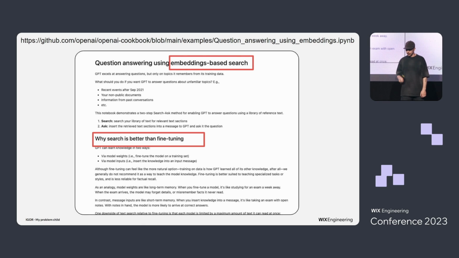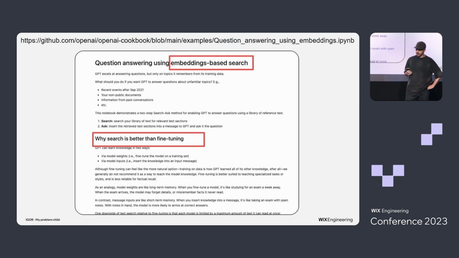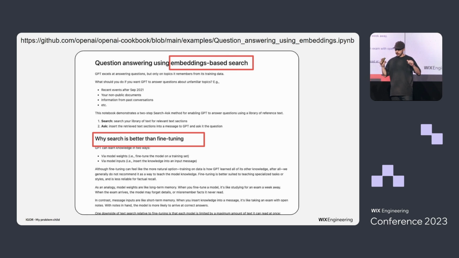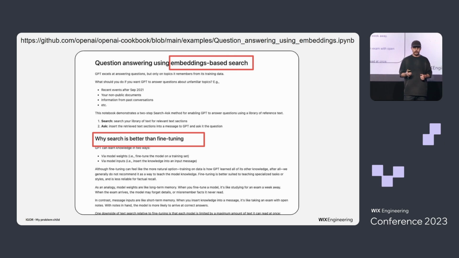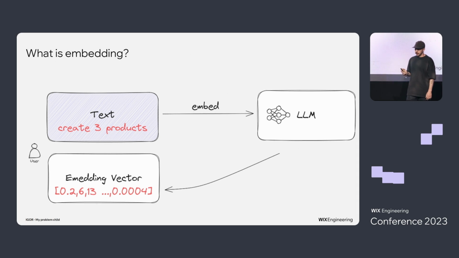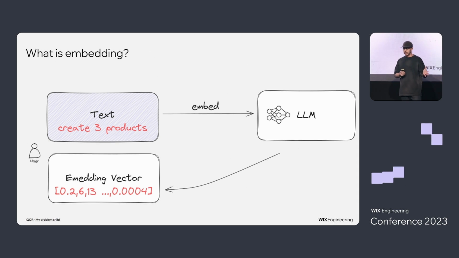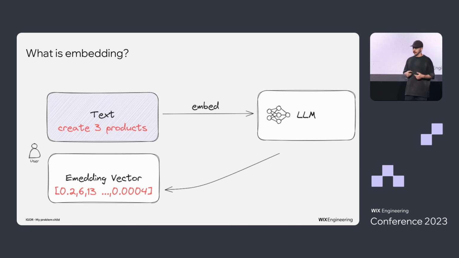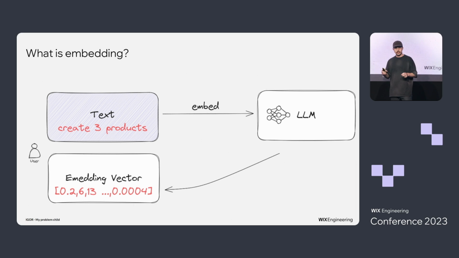This magical notebook that I found in OpenAI's GitHub repo described a method for optimizing such huge prompts, and goes as far as to say that it might even be better than fine-tuning. You can call this method embedding-based search, and I will try to quickly describe it now. But first, what is embedding? Embedding is a numerical representation of some body of text that is used by LLMs to capture the semantic essence of a body of text. So a body of text comes in, and a vector, an array of numbers, comes out.